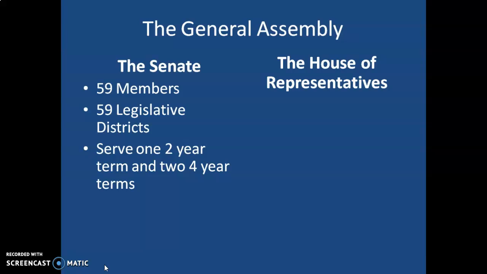Then when the next general election rolls around, the group that served a 2-year term before are now up for re-election, and one of those groups of senators that had a 4-year term, they're now in their next election going to have a 2-year term. And it alternates like that.